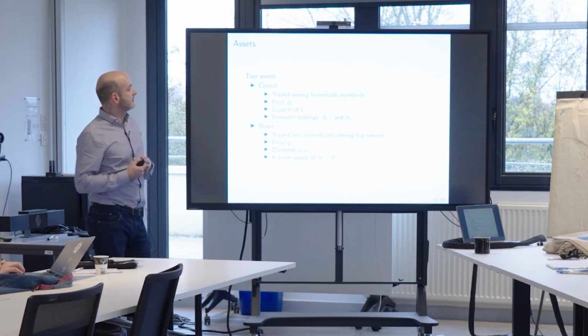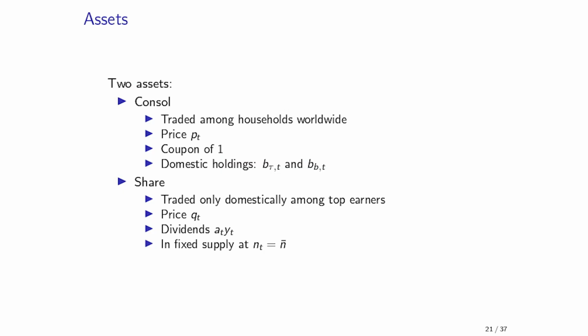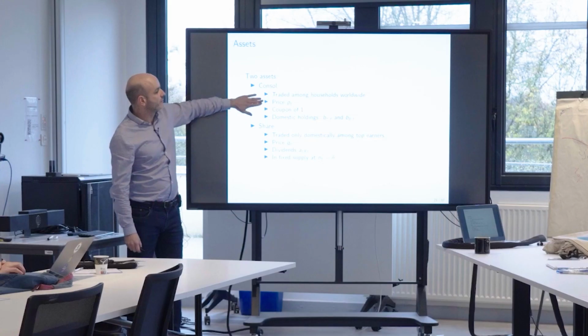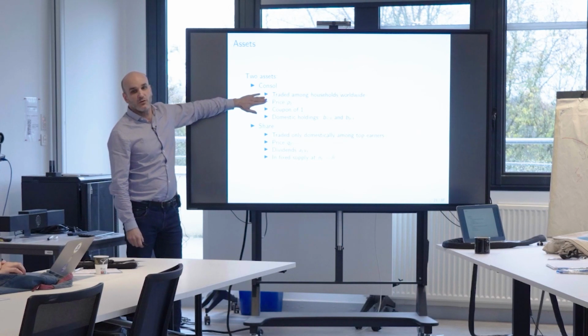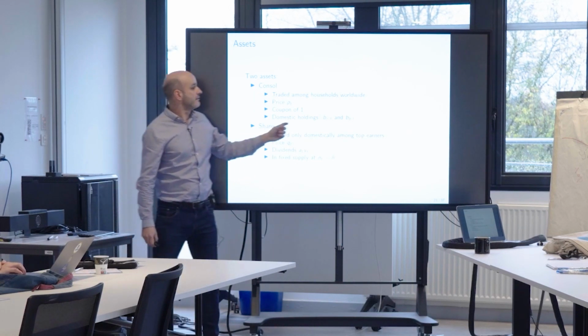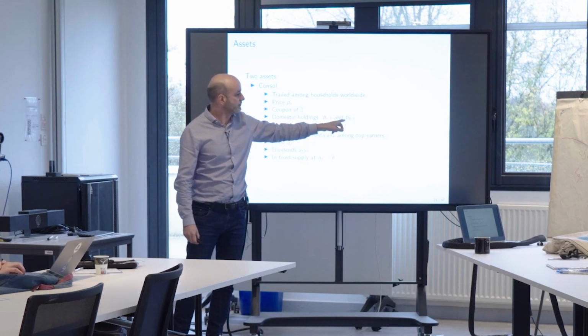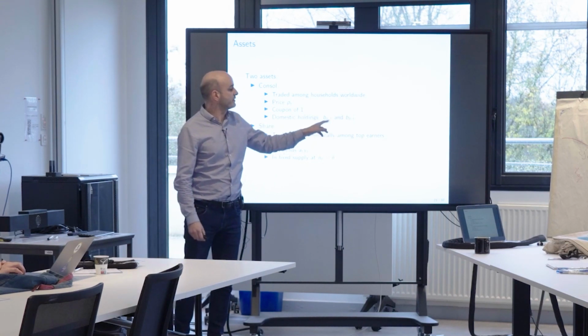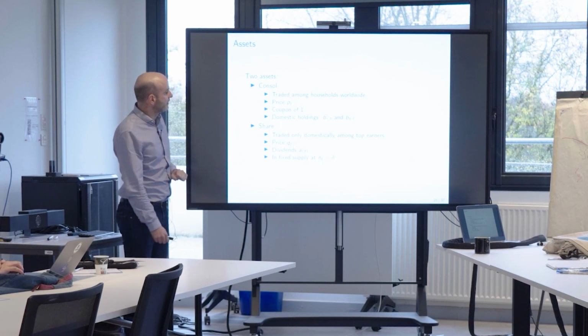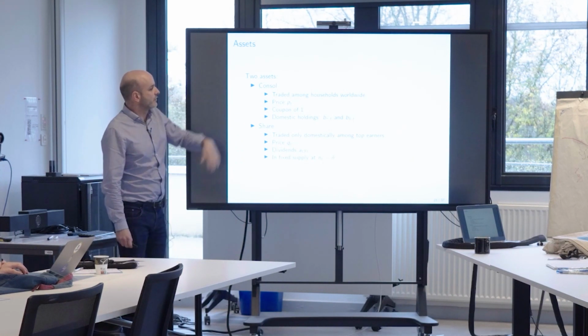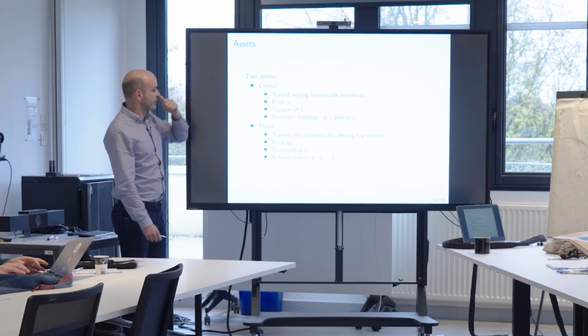One of them is debt that is traded by all agents. And so for the sake of simplicity, we assume it's a console that gives you a coupon of 1 if you hold it, and it's traded at price P_t. Domestically, the bottom earners have B_B, and the top earners have B_tau. And the same in the other country for domestic and top earners.